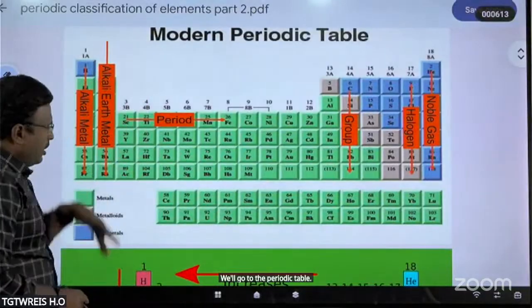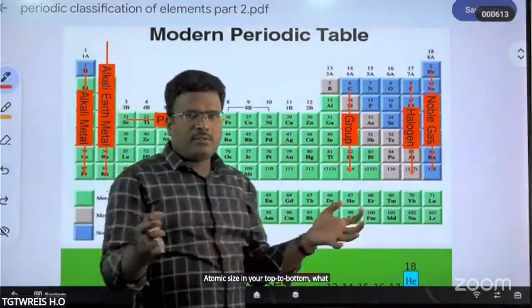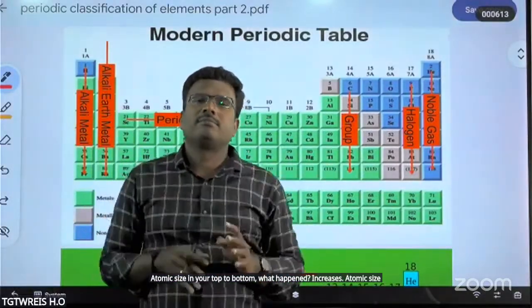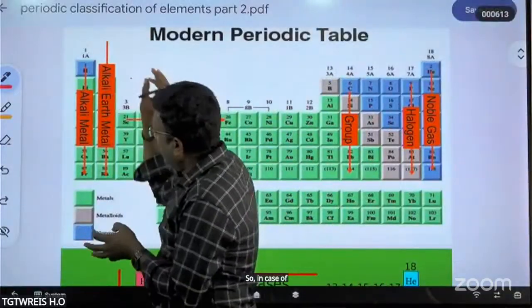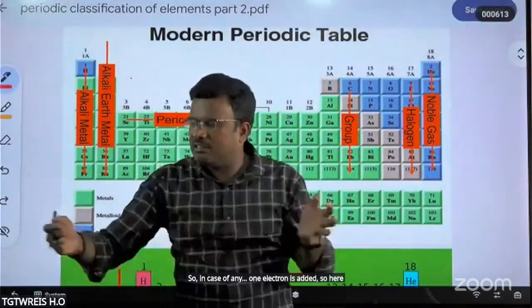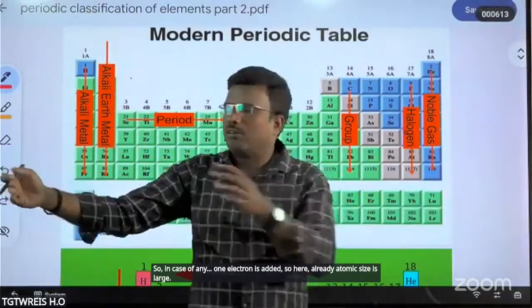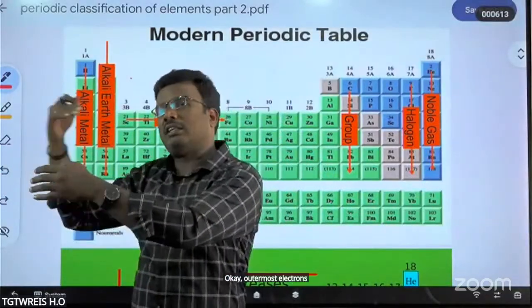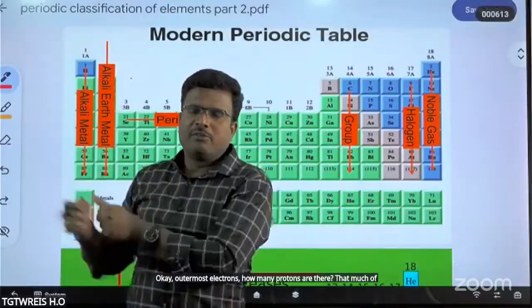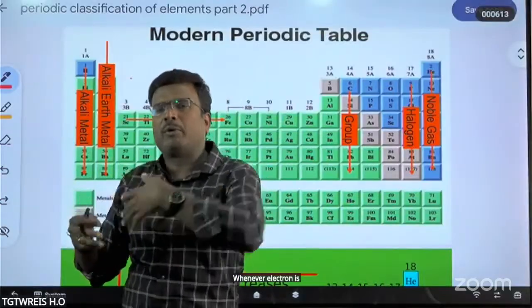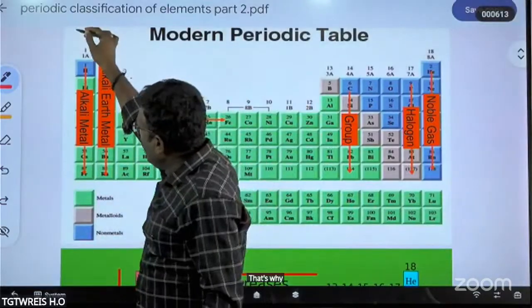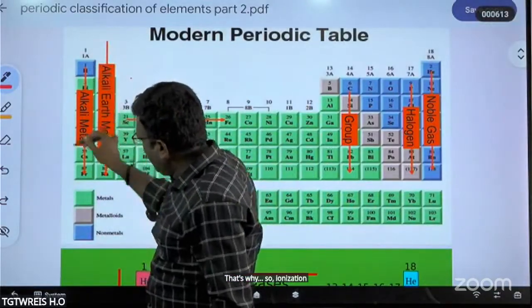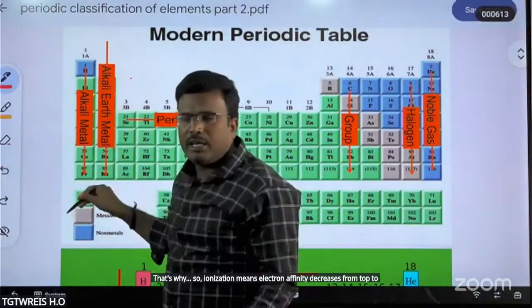Atomic size from top to bottom, what happens? Increases. So in case one electron is added, here the atomic size is already large. The outermost electrons, how many protons are there? That many electrons are there, right? Whenever an electron is added, what happens? Some amount of energy will be released. That's why electron affinity decreases from top to bottom in a group.